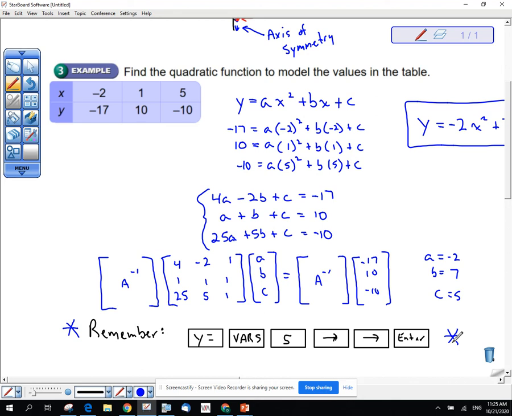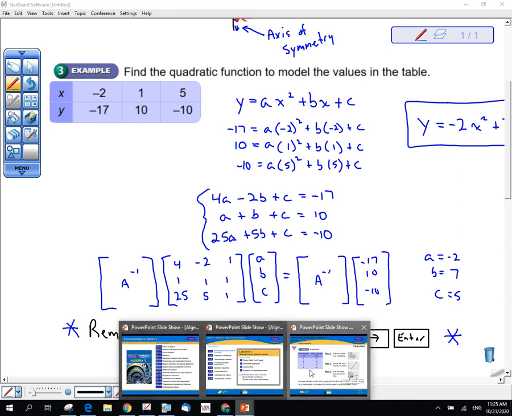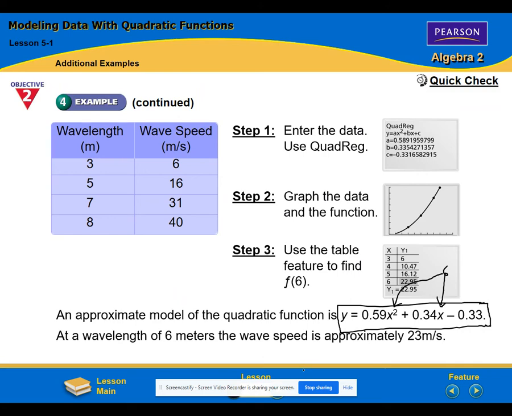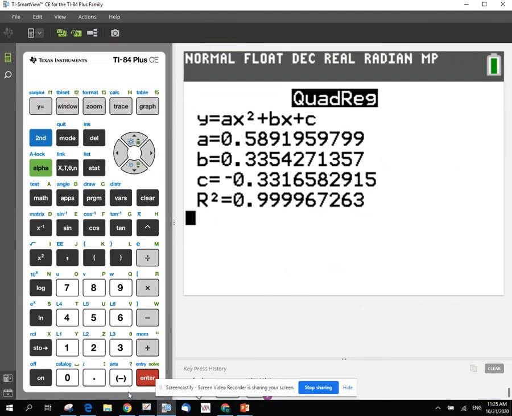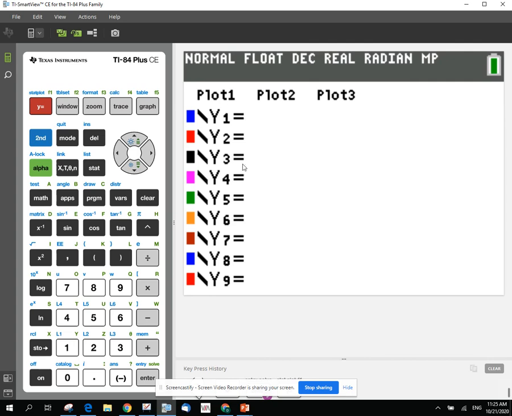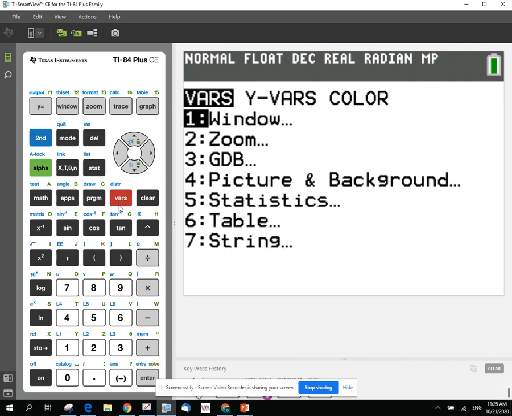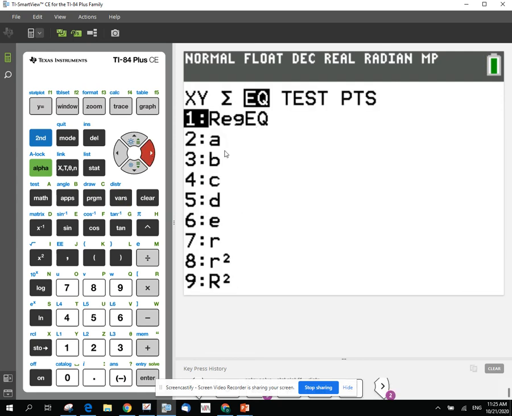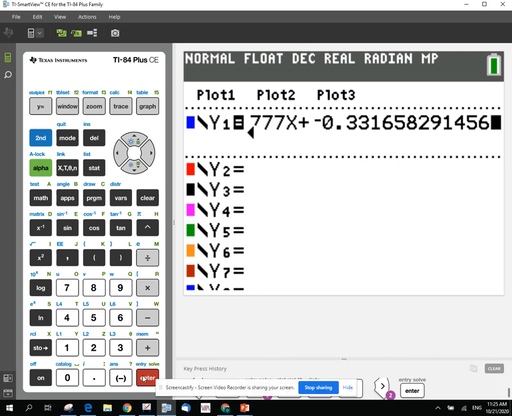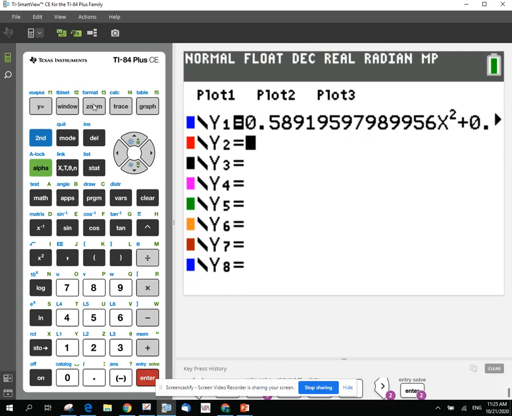Okay. So again, remember that it's y equals, vars, 5 is statistics. Right arrow, enter. On this problem, I want to go to my calculator. After I've run quadreg, I can go y equals. Make sure nothing's in here. If you've got anything in here, clear it out. Vars, statistics, which is the 5 button, right arrow over to equation, and it's going to reference the regression equation. Okay, it's going to put it all in there. Okay, and then zoom 6.